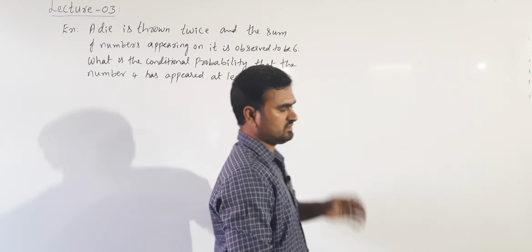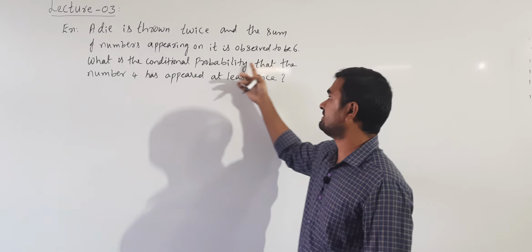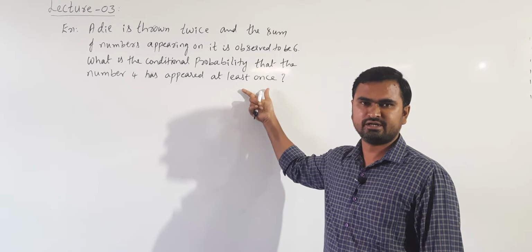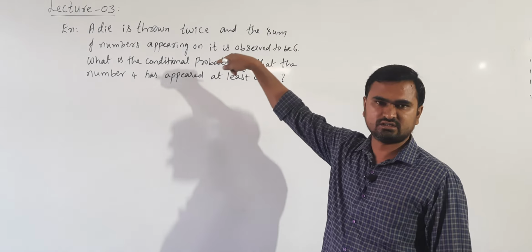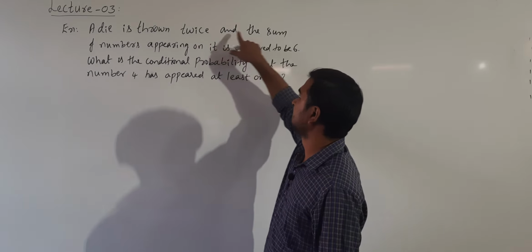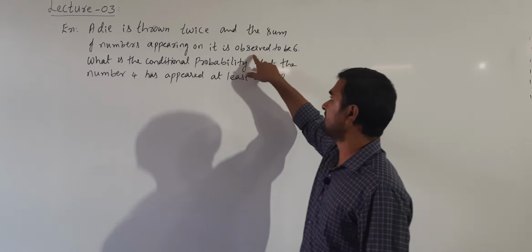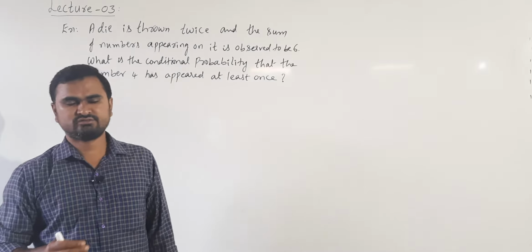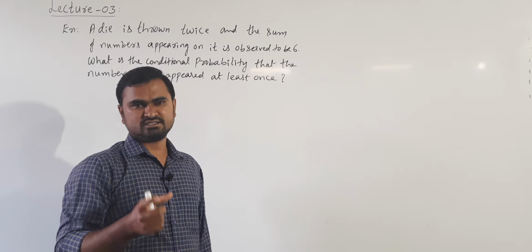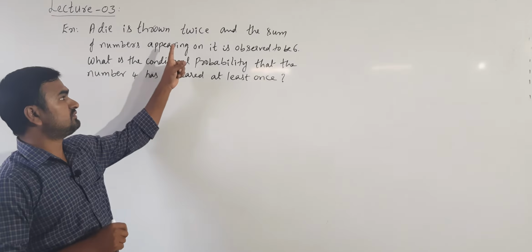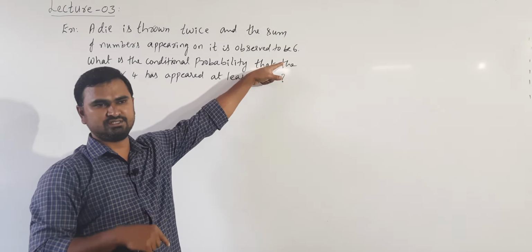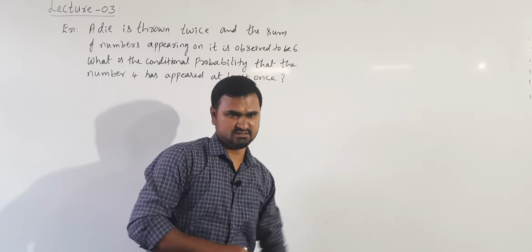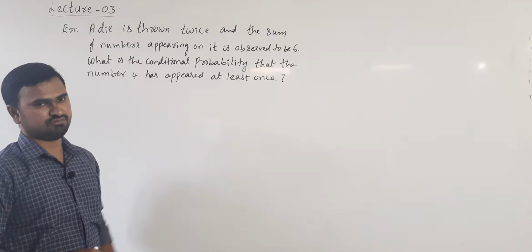So here we are finding the conditional probability that number 4 has appeared at least once. This event's probability we have to find, and which event has already occurred? A die is thrown twice, and the sum of the numbers appearing on it is observed to be 6. So we are rolling a die 2 times, and we already know that the sum of numbers is 6. Now by knowing this, what is the probability that number 4 has appeared at least once? This is the event whose probability we have to find.